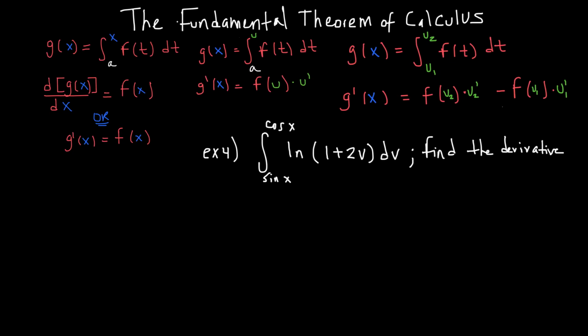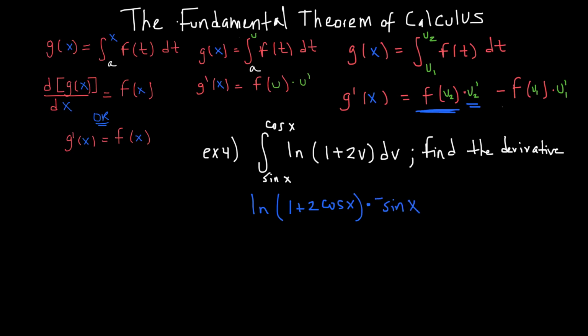So we are going to have ln of 1 plus 2. And then what do we plug in? The upper limit, cosine x. That's like saying f of u sub 2. But then by the chain rule times the derivative of, not the derivative of ln of the argument, just the derivative of the upper limit. So the derivative of cosine, negative sine x.